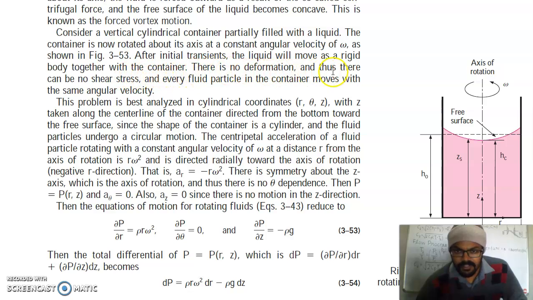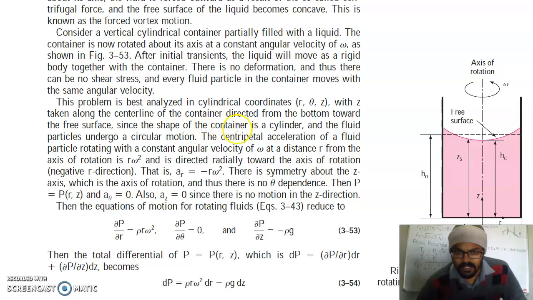There is no deformation and thus there can be no shear stress, and every fluid particle in the container moves with the same angular velocity. So this problem is best analyzed in cylindrical coordinates r, theta, z, with z taken along the center line of the container, directed from the bottom toward the free surface.